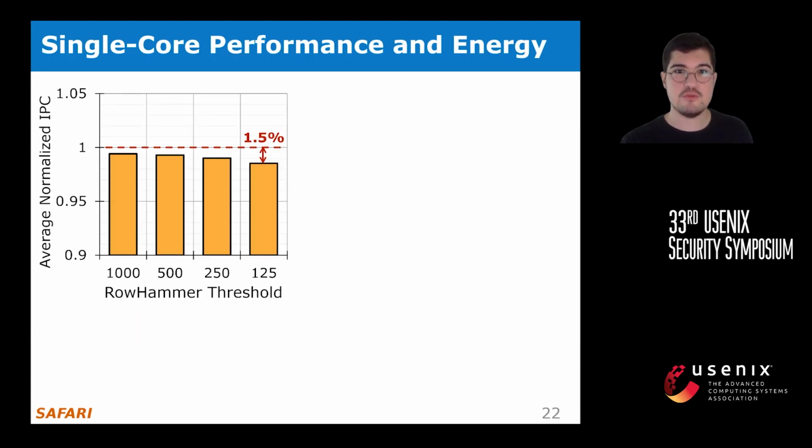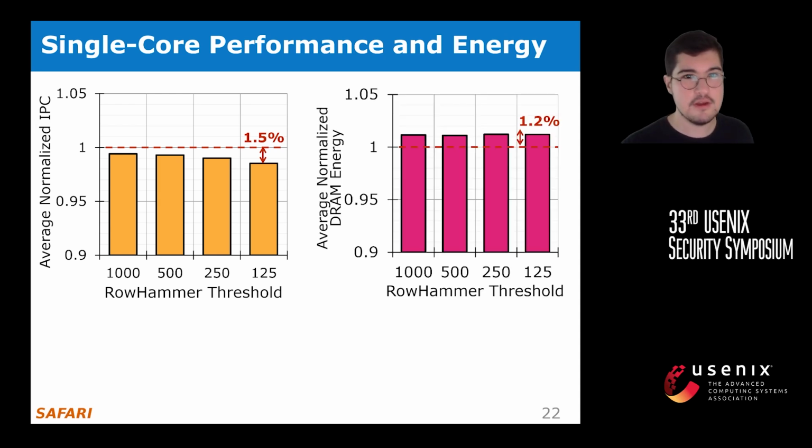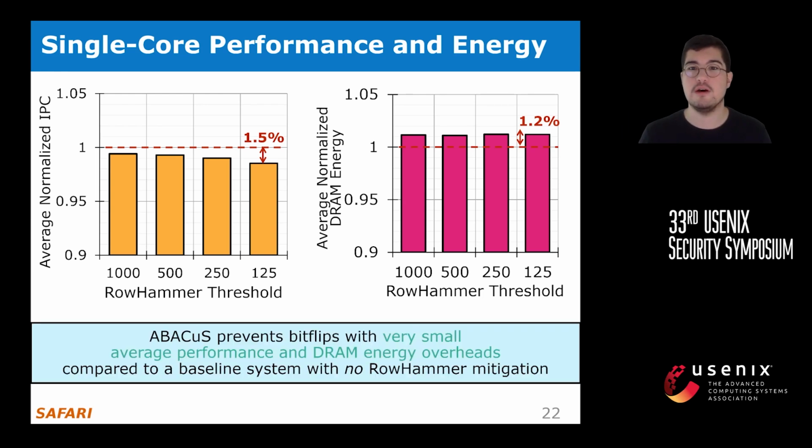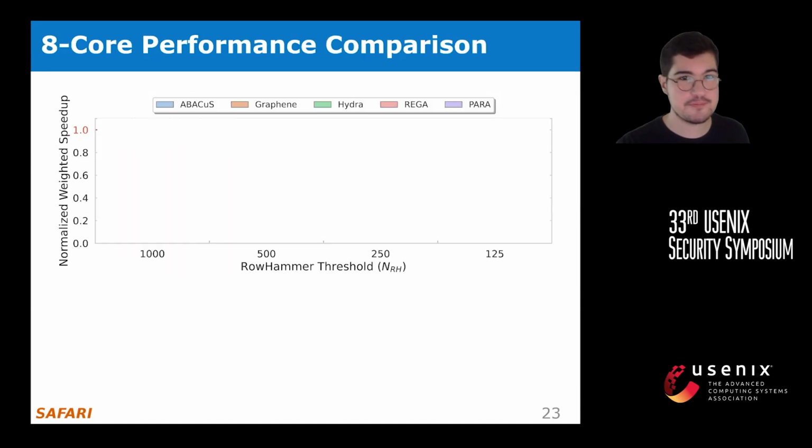We show the system throughput on the y-axis across all single core workloads for the RowHammer threshold values displayed on the x-axis. The higher the bar, the better the performance. And this is the DRAM energy overhead. Here, a smaller value is better. We conclude that ABACuS prevents bit flips with very small performance and DRAM energy overheads compared to a baseline system that has no RowHammer mitigation.